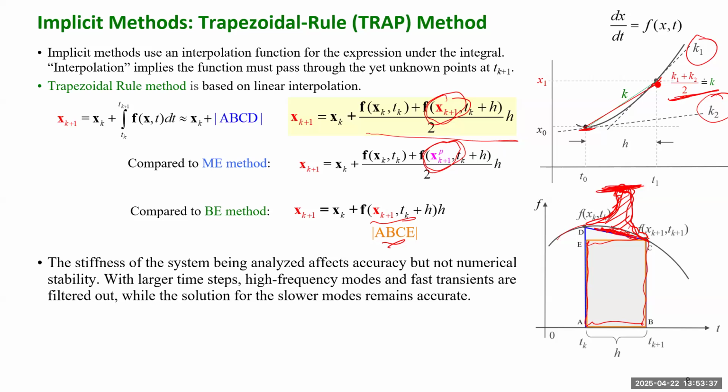So what happens is, if the true trajectory of the system is like this one, and the sudden change is caused by the fast dynamic, but if you use the trapezoid rule method, it will follow the curve. But it won't become unstable numerically. It may miss some fast dynamics.